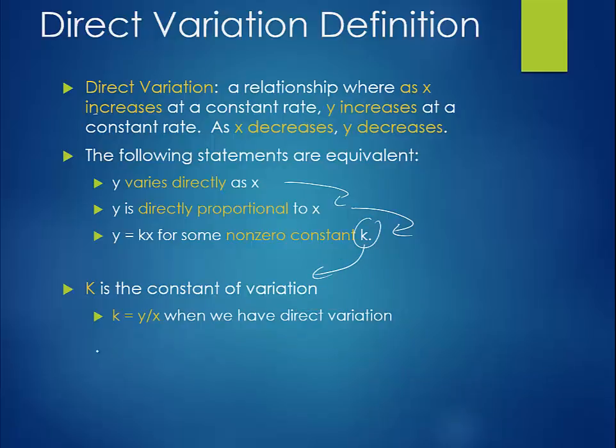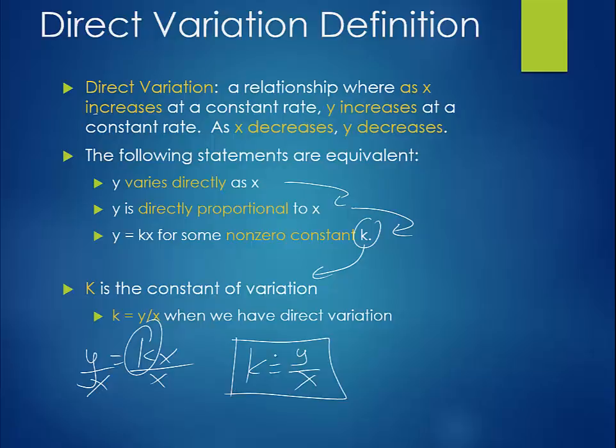And if we were given our equation y equals k times x, let's go ahead and solve for our k, because k is very important. We need to know what k equals. So let's divide both sides by x. Then k will just equal y divided by x. Very important thing: k equals y divided by x.